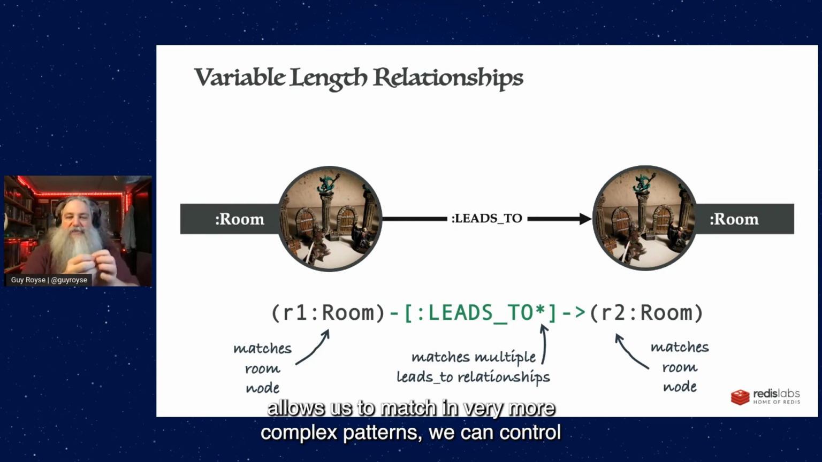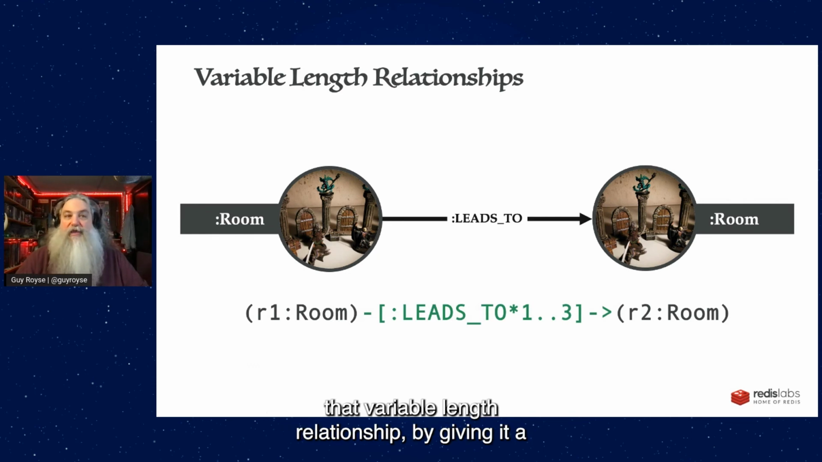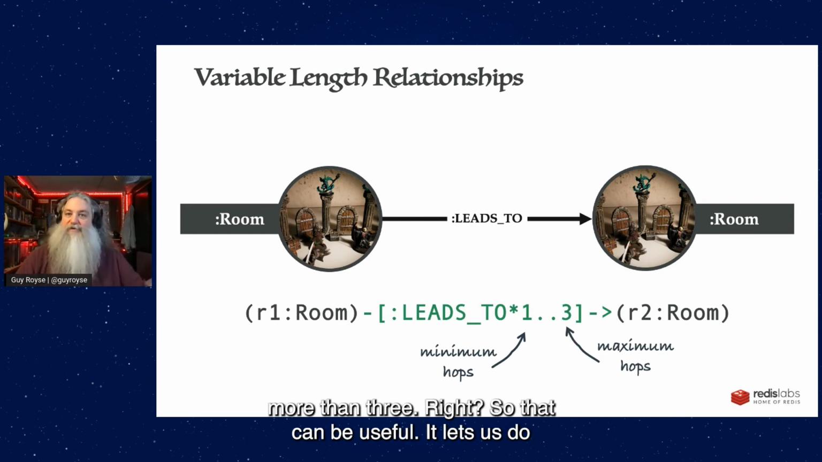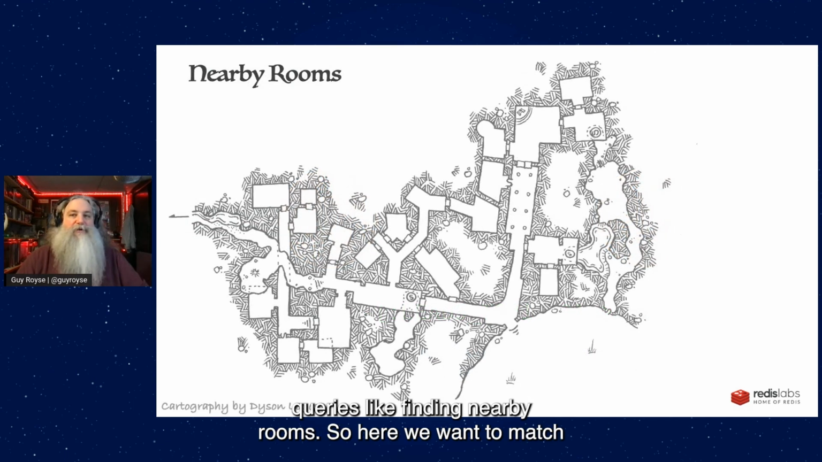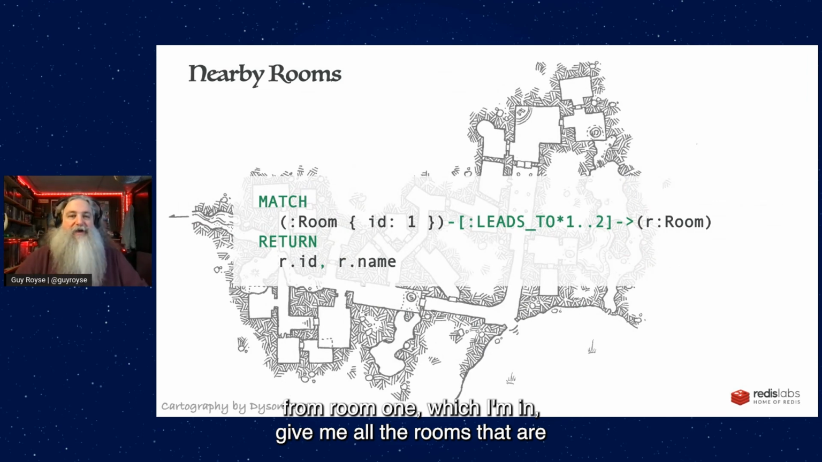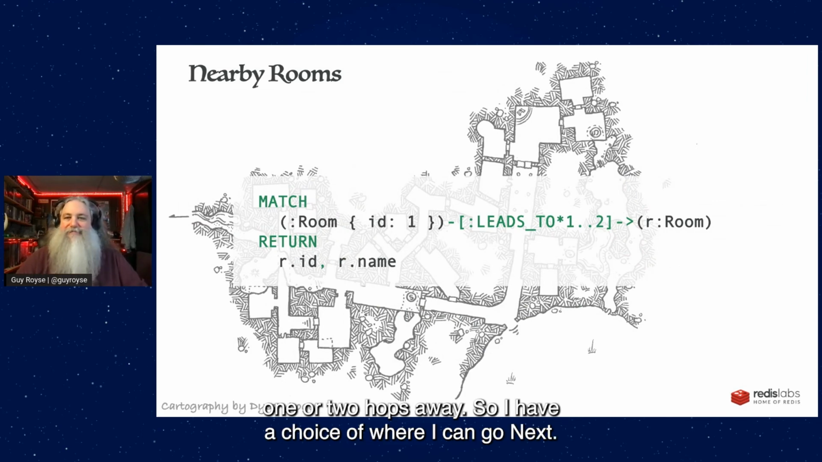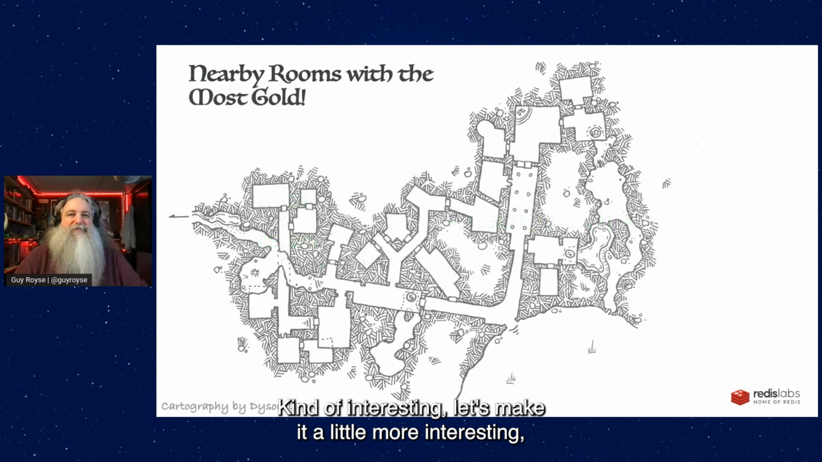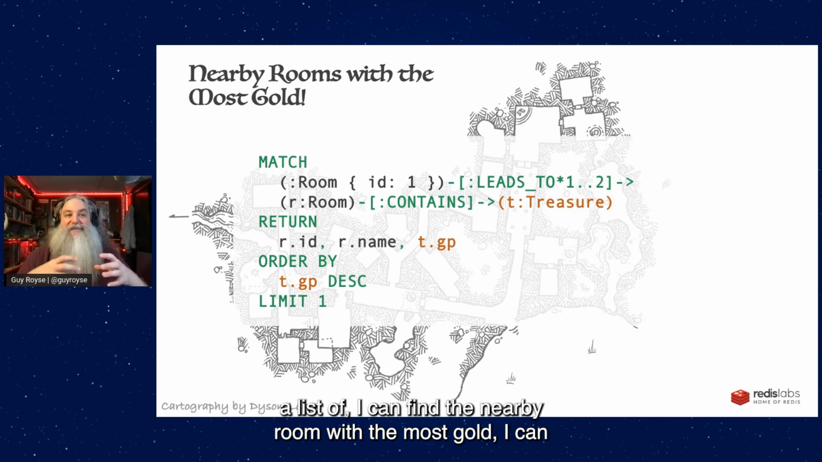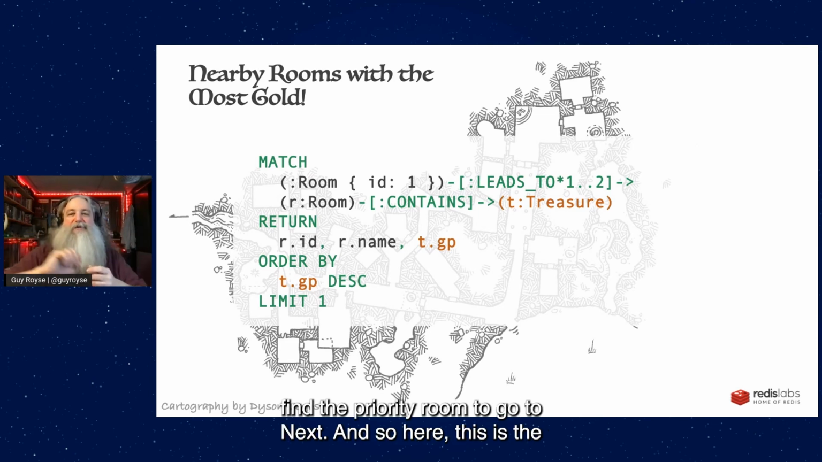This allows us to match more complex patterns. We can control that variable length relationship by giving it a minimum and maximum number of hops. So go at least one hop, but no more than 3. That could be useful. Now let's do queries like finding nearby rooms. Here we want to match from room 1, which I'm in, and get all the rooms that are 1 or 2 hops away, so I have a choice of where I can go next. Let's make it a little more interesting and find the nearby rooms that have the most gold. I can find the nearby room with the most gold, the priority room to go to next.